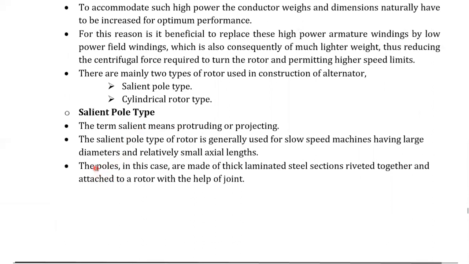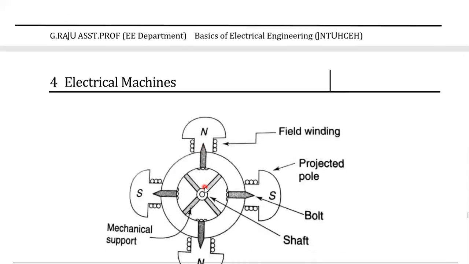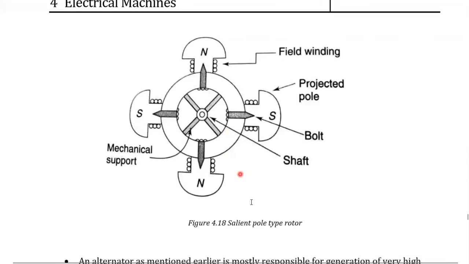The poles in this case are made of thick laminated steel sections riveted together and attached to the rotor with the help of joints. Like this, this is called the salient pole type rotor. This is called the mechanical support, the shaft, which is the middle one. This is called north pole and south pole, north pole and south pole. This is called the field winding.